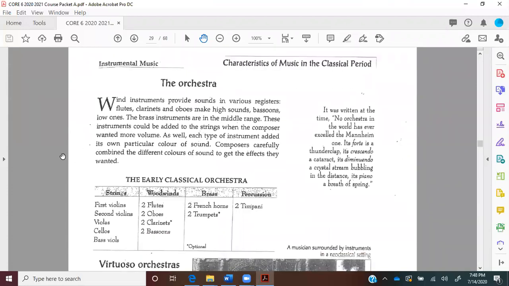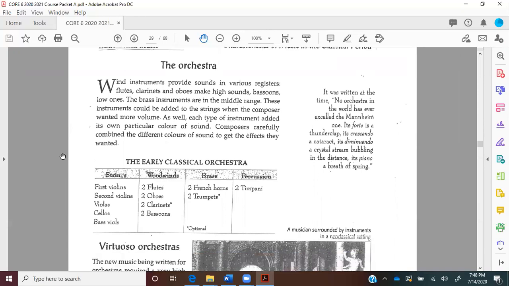Next, wind instruments provide the sounds in various registers. Flutes, clarinets, and oboes make high sounds, bassoons, low ones. The brass instruments are in the middle range. These instruments could be added to the strings when the composer wanted more volume. As well, each type of instrument added its own particular color of sound. Composers carefully combined the different colors of sound to get effects they wanted.